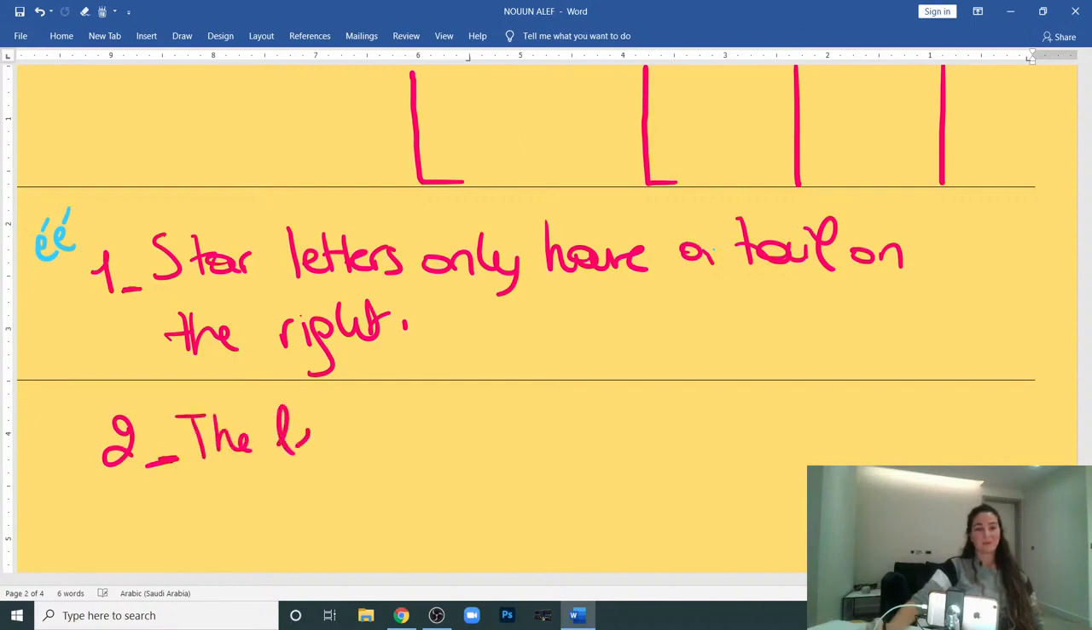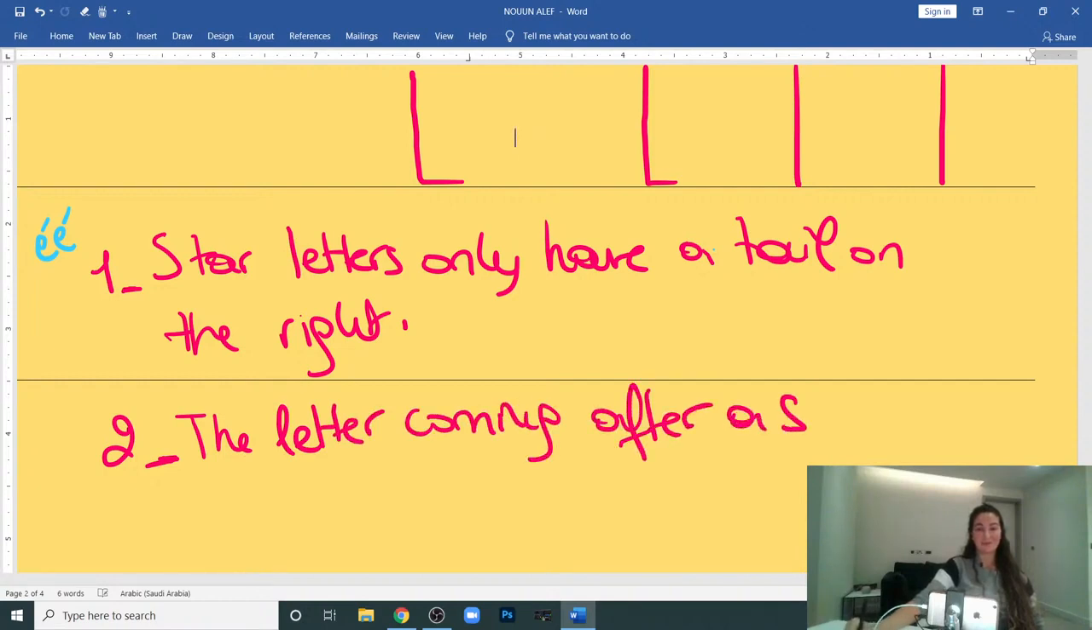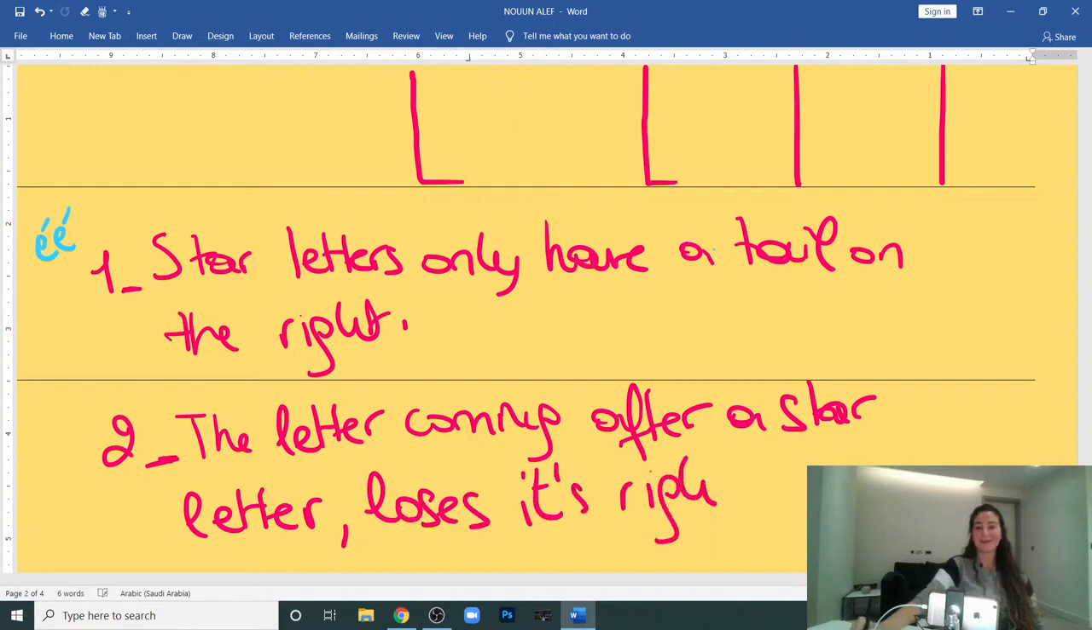The letter coming after a star letter loses its right tail. Okay? Yalla, you can write these rules down so you can remember them.